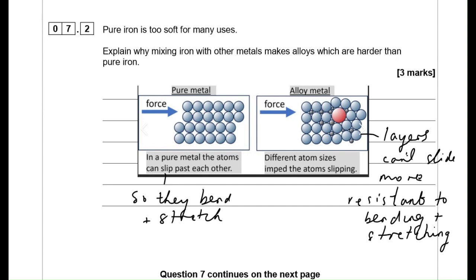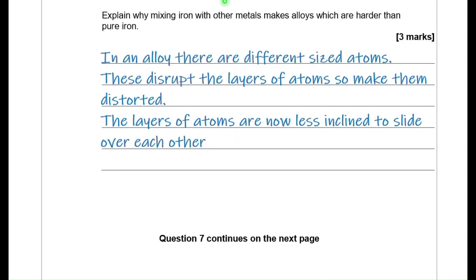On the right hand side, in an alloy we stick in an atom that's a slightly different size, could be bigger, smaller, and now the layers can't slide. The different sized atoms prevent the layers sliding over each other.